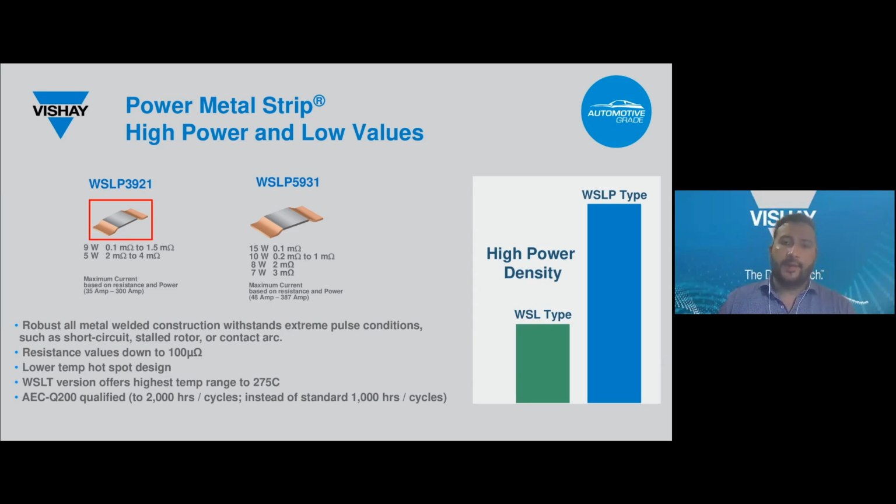Also, we have a different variation for the shunts. The WSLT 3921 provides an extended temperature range up to 275 Celsius.